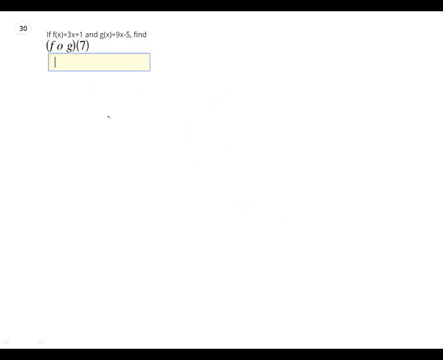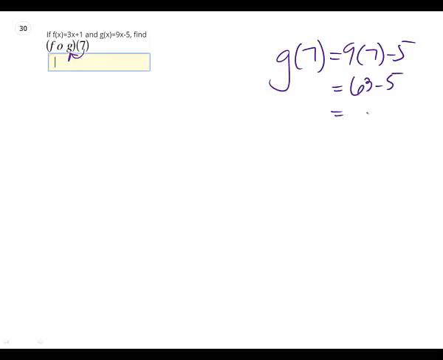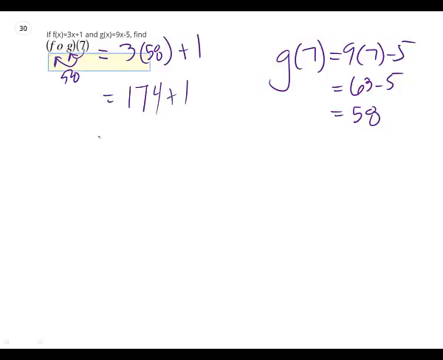All right, let's look at 30. f of g of 7. Where does the 7 get plugged into first? g. So g of 7 first. So 9 times 7 minus 5. What's 9 times 7? 63 minus 5 is 58. I'm now going to take that 58 and plug it into f. So my f is 3 times something plus 1. Put in your 58. What's 3 times 58? I know it ends in a 4. 174. Plus 1 is 175. We good with 30?